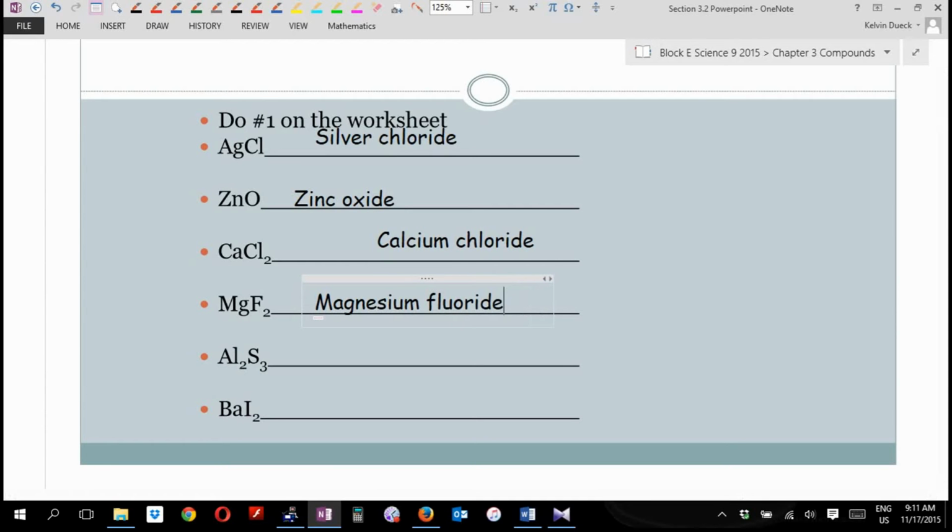Mr. Dick, will you be fussy on spelling? A little bit. I think the names are on your periodic table, so I'm going to expect you to spell like magnesium correctly. I think that's fair. AlS3.